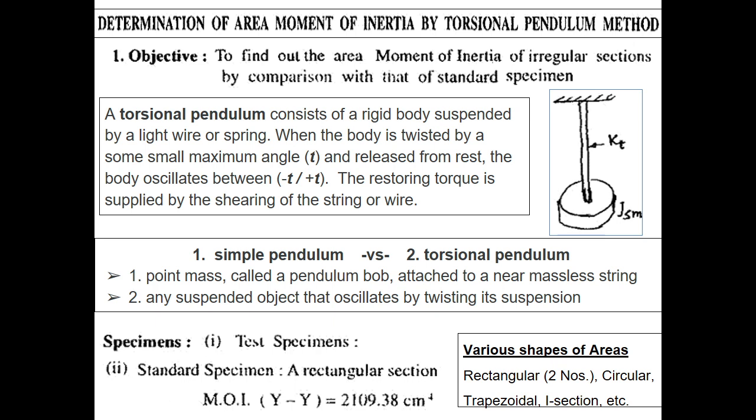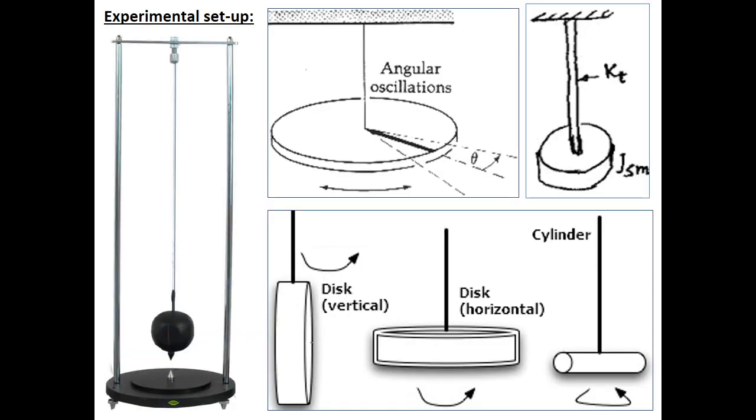Now the question is, what is a torsional pendulum? This topic has been covered at your higher secondary level, but still, by the term pendulum, what we normally think of is a simple pendulum. But a torsional pendulum is somewhat different from a simple pendulum. A simple pendulum is used to demonstrate simple harmonic motion.